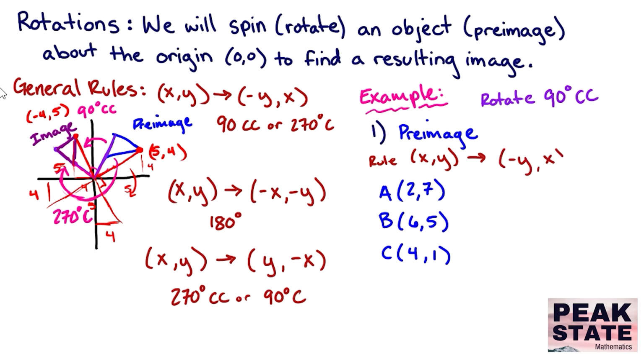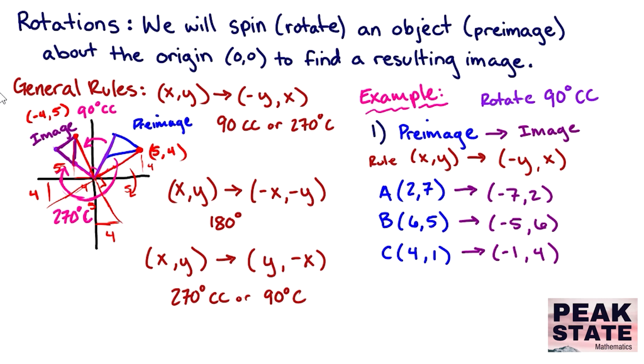If I look at my rule, all my (x, y)'s will turn into (negative y, x)'s. So let's turn (2, 7) into (negative 7, 2). (6, 5) becomes (negative 5, 6). And (4, 1) becomes (negative 1, 4). This is my new image after the rotation. We'll show this with A prime, B prime, C prime, which represents our image. So let's throw it into a graph real quick.